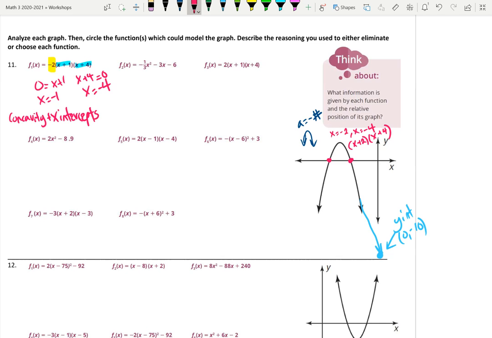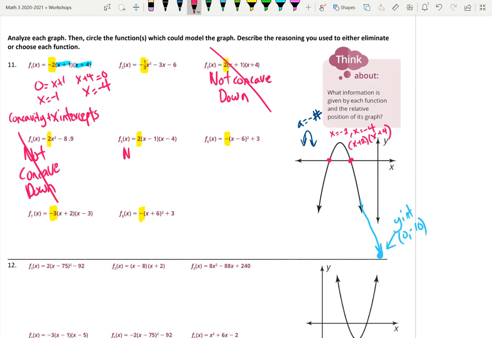Function number 3, again, it's concave up. I'm going to go ahead and just look at all of these right now. Looking at the first term, the a value, even though there's no number there, it's a negative 1. And I could immediately say that this 3 guy is not concave down. So it's going to be disqualified. Not concave down. Disqualified.